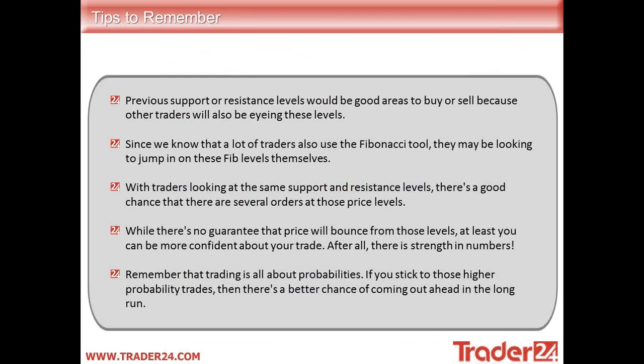Okay, so a couple of tips to remember there. Now, previous support and resistance levels would be good areas to buy or sell because other traders will also be eyeing these levels. So I'll always leave my horizontal support and resistance levels in because, as I said in previous webinars, the markets are cyclical, and these levels do tend to repeat themselves. Now, since we know that a lot of traders also use the Fibonacci tool, they may be looking to jump in on these Fib levels themselves, so that will present opportunity for us. With traders looking at the same support and resistance levels, there's a good chance that there are several orders at those price levels.